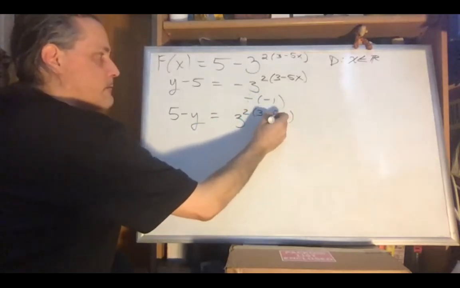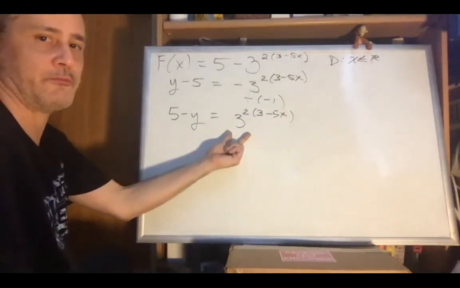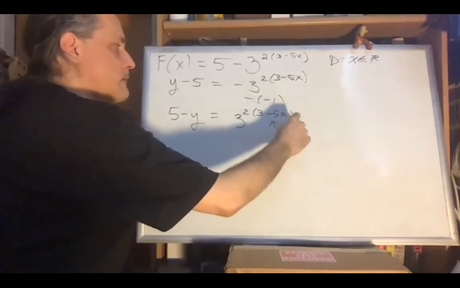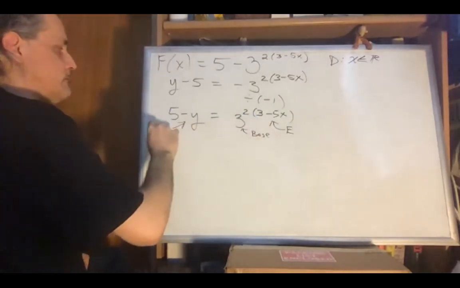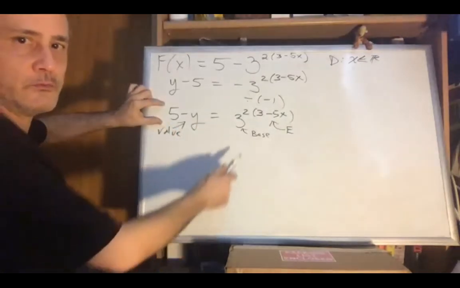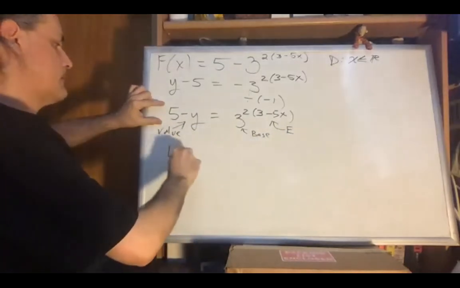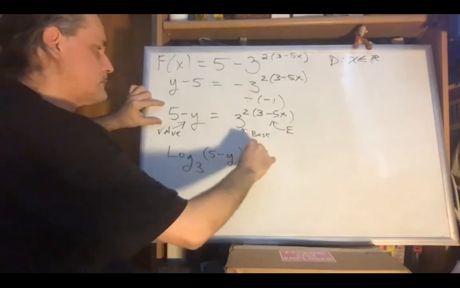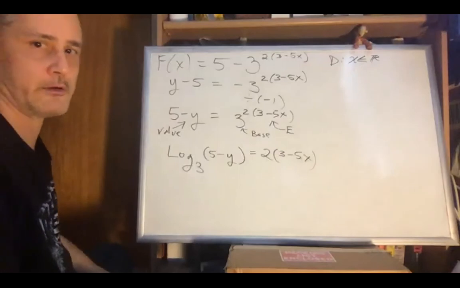Okay. All right, so now we got the exponential base by itself. And so the exponent, this is the base, value. Okay, so we're going to use the log of the value with base 3. That's going to equal the exponent. All right, and it's just a matter of doing all that.